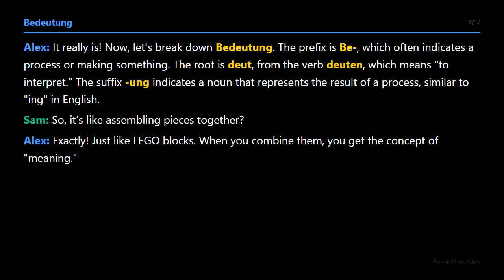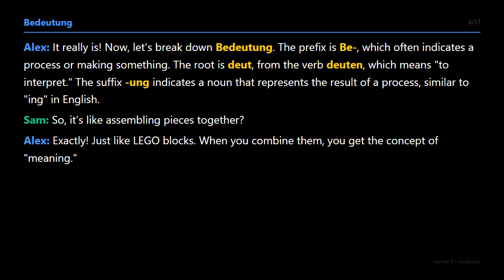Now, let's break down Bedeutung. The prefix Be- often indicates a process or making something. The root is Deut, from the verb deuten, which means to interpret. The suffix -ung indicates a noun that represents the result of a process, similar to -ing in English.